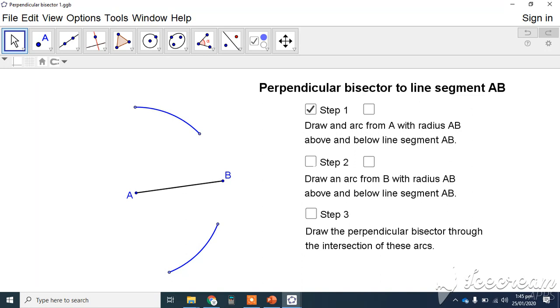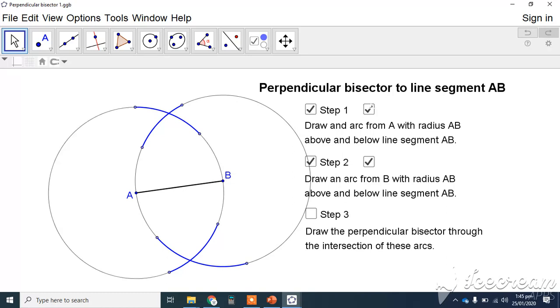Step two is to do the same, but from the other side, from B. So draw an arc from point B with the radius of AB above and below the line segment. Again, if that's confusing, I want you to draw a circle with your compass at point B with the radius of AB. Some students just draw the two circles: a circle at point A that passes through B, and a circle at B that passes through A. Once you've got that sorted, I'll take those circles away, but you are welcome to draw them yourself.